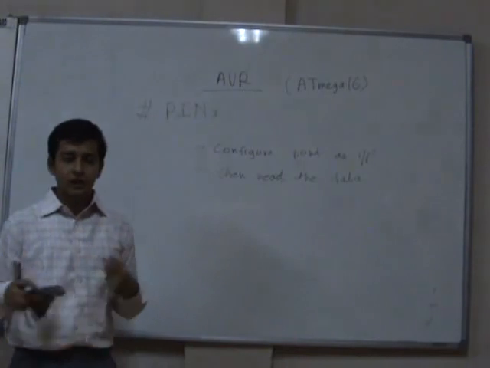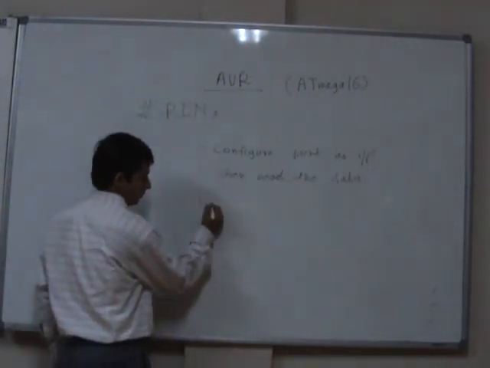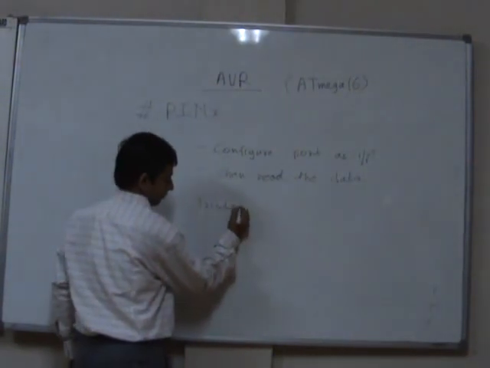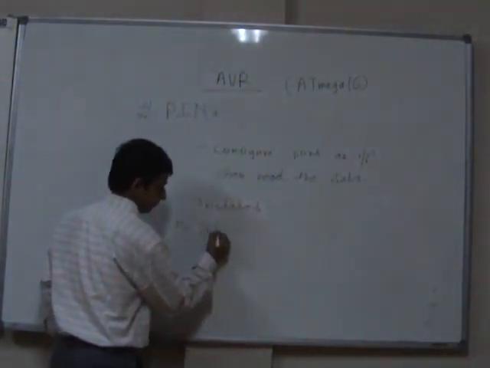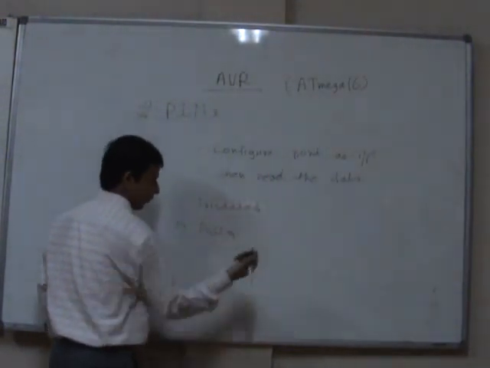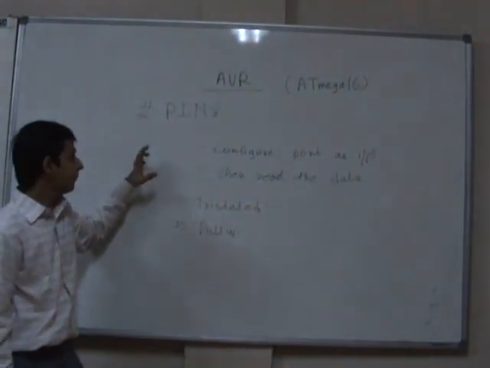Now there are two different kinds of input modes. One is tri-stated input and the second is pull-up. What these modes are, we will see shortly when we come to the port register.